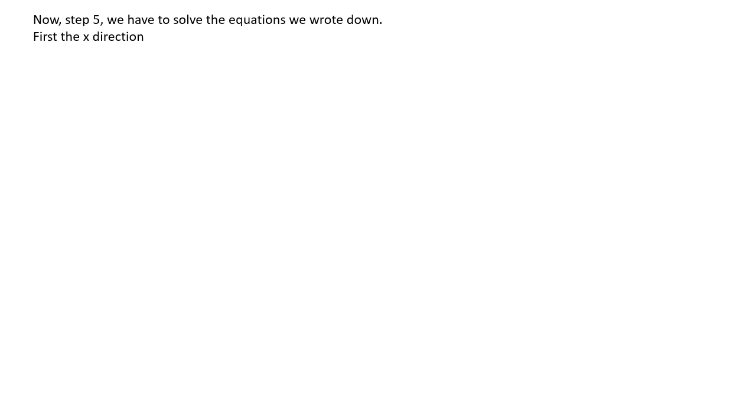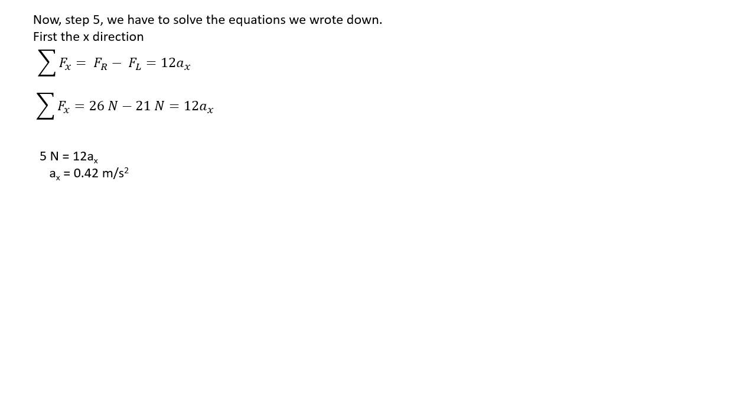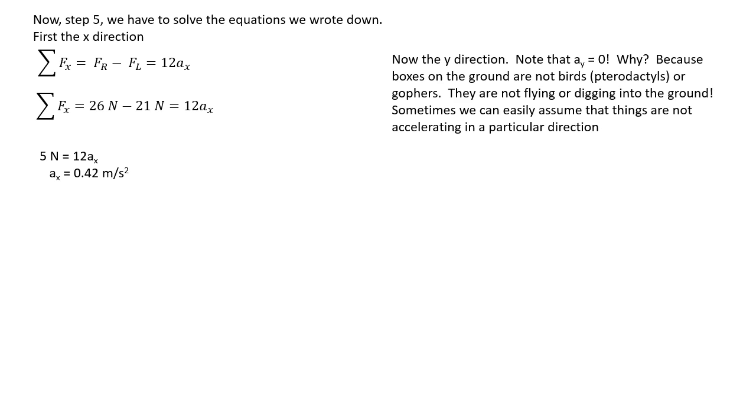So step 5, we have to solve the equations we wrote down. First, the X direction. Here's the equation I wrote from before. FR minus FL equals 12a sub X. I'm going to put in numbers now. So I get 26 newtons minus 21 newtons equals 12a sub X. Continuing to solve, 26 minus 21 is 5. So 5 newtons is equal to 12a sub X. If I solve that, I find that my acceleration is 0.42 meters per second squared.